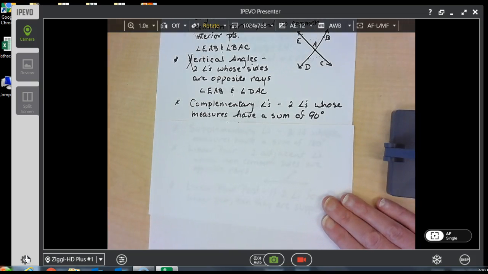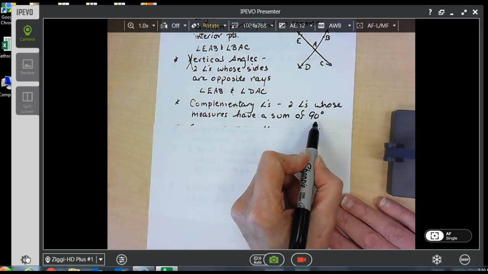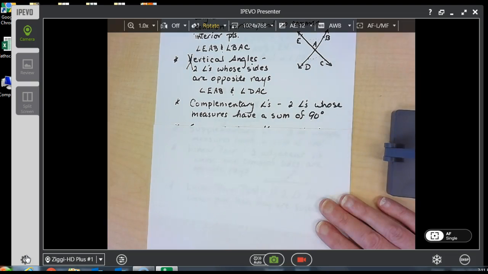Complementary angles. If you already know this and you keep it straight, then you don't have to copy it down. But we use complementary angles all the time. They are two angles whose measures have a sum of 90 degrees. So if you know a measure is 45 degrees, and they ask what's its complement, you know it's 45. If a measure is 70, you know its complement is 20, because 70 plus 20 is 90.